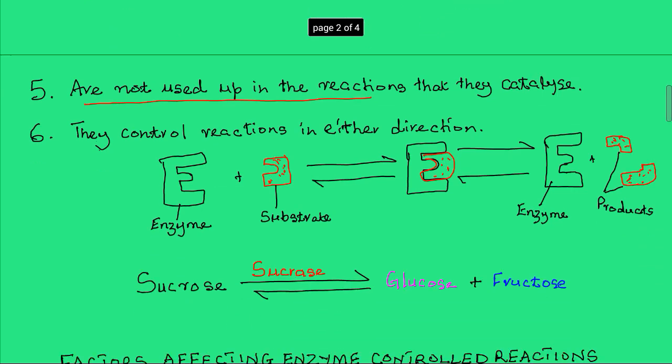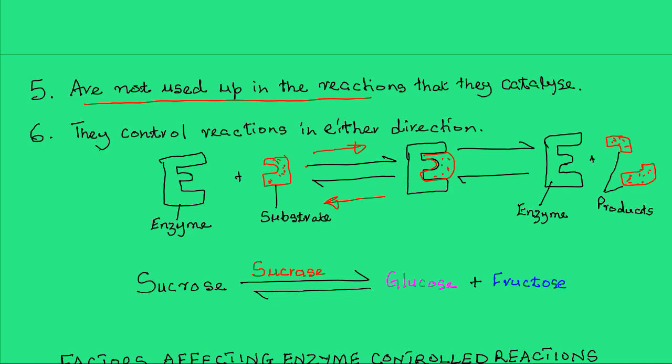Next is the reversibility of their reactions. Enzymes control reactions in either direction. So the same enzyme controls the reaction from left to right, this way, and the same enzyme will control the reverse process. Now, the direction of the reaction depends on external factors and the amount of substances on either side.